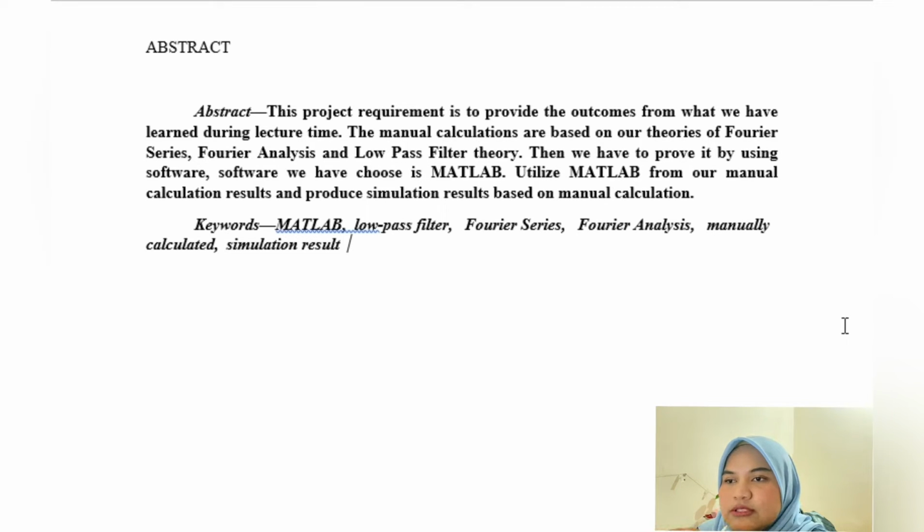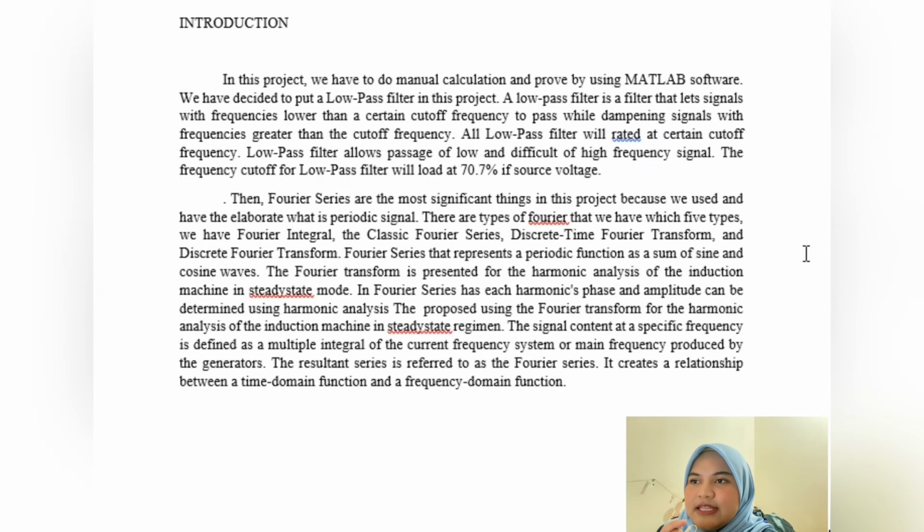The keywords in this project are MATLAB, low pass filter, Fourier series, Fourier analysis, and also manual calculated simulation result. Next, we have the introduction. In this project requirement, we have to do manual calculation, and after that, we have to prove it by using MATLAB software. So we have decided to use a low pass filter in this project, and this is a little bit of explanation on what a low pass filter is.